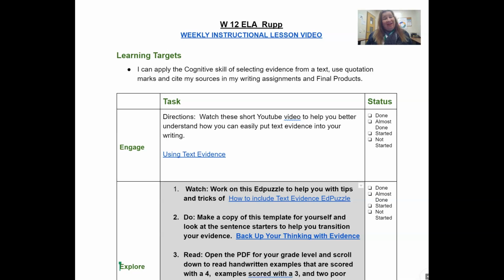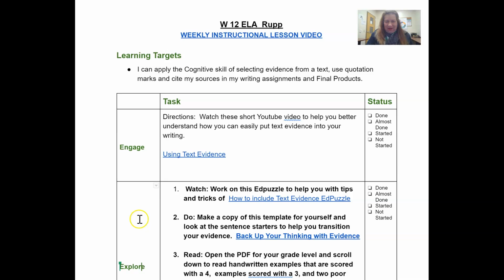Today's learning target is: I can apply the cognitive skill of selecting evidence from a text, use quotation marks, and cite my sources in my writing assignments and my final products. Okay, so for this, your engage is to watch a short YouTube video to help you better understand how you can easily put text evidence into your writing. So there's a real quick video to watch.